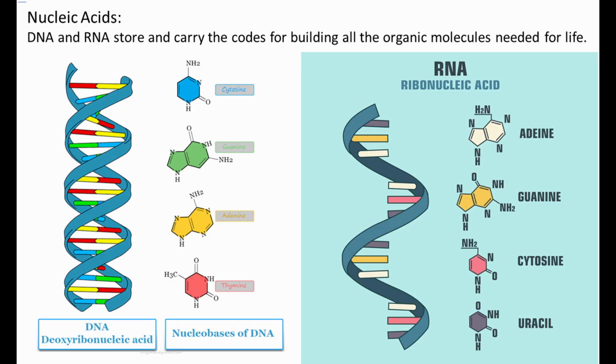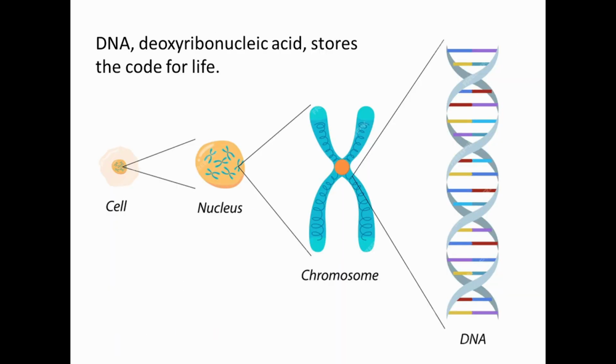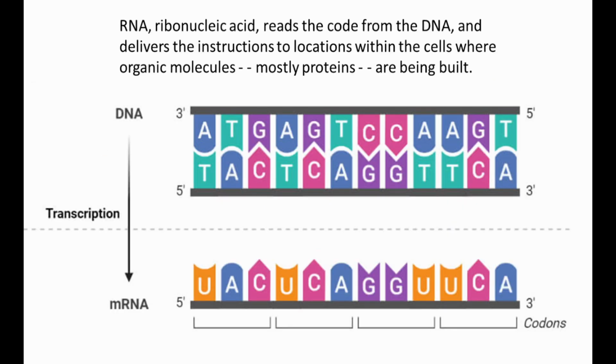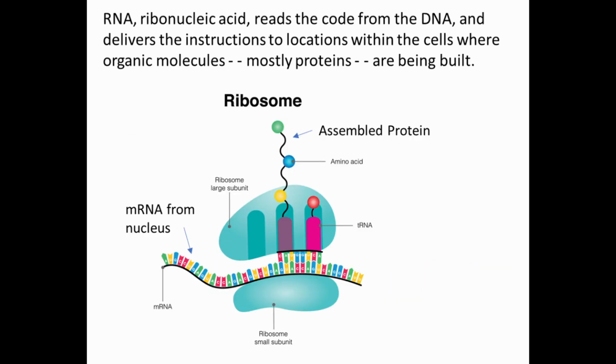Nucleic acids, specifically DNA and RNA, store and carry the codes for building all the organic molecules needed for life. DNA, deoxyribonucleic acid, stores the code for life. RNA, ribonucleic acid, reads the code from the DNA and delivers the instructions to locations within the cells where organic molecules, mostly proteins, are being built.